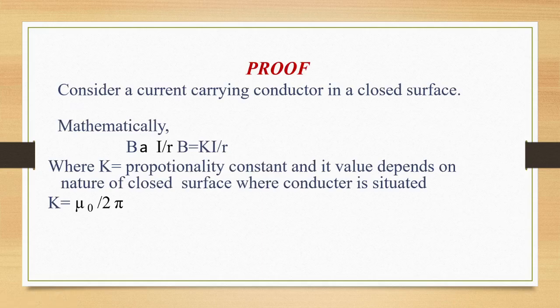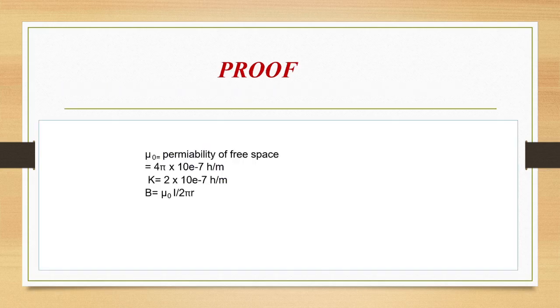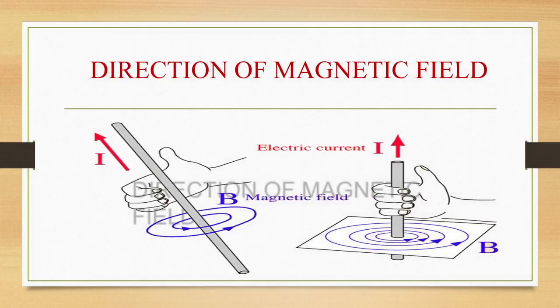So B is proportional to I by R, so B is equal to K I by R, where K is a proportionality constant. Its value depends on the nature of the closed surface where the conductor is situated. K is mu naught by 2 pi, and mu naught is the permeability of free space, that is given as 4 pi into 10 power minus 7 H by m, and K is 2 into 10 power minus 7 H by m. B is mu naught I by 2 pi R. So this is the direction of the magnetic field.